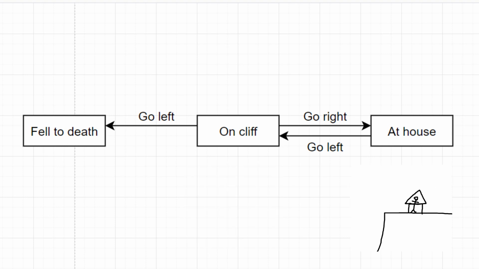When we get to the house, we can either go back left again, or we can do a whole bunch of things. We can now open the door to the house, we can set it on fire, commit arson, whatever you want to do. Paired with the Unity component system, this becomes very, very powerful.